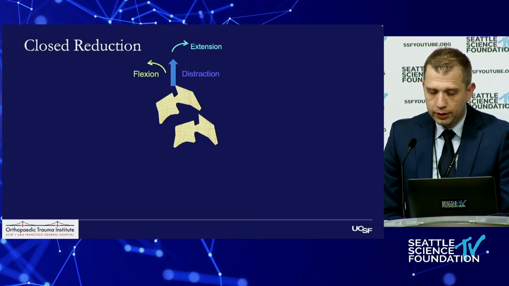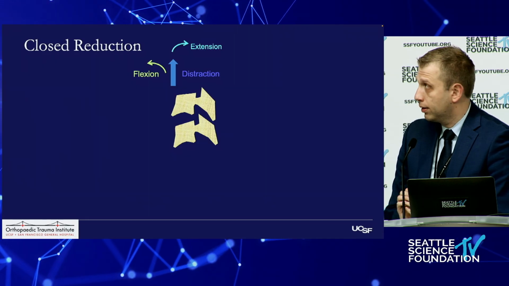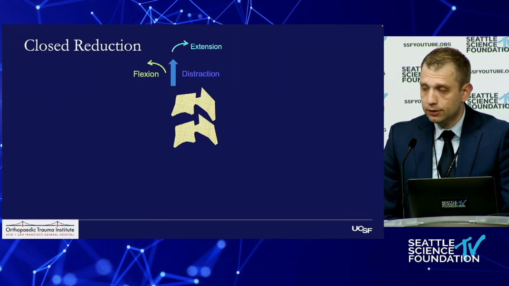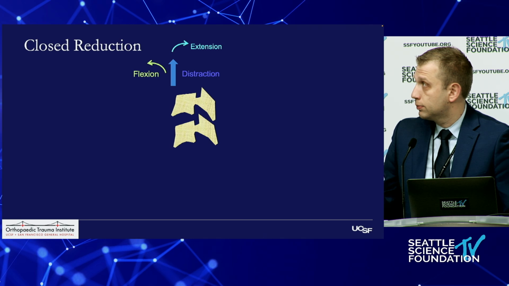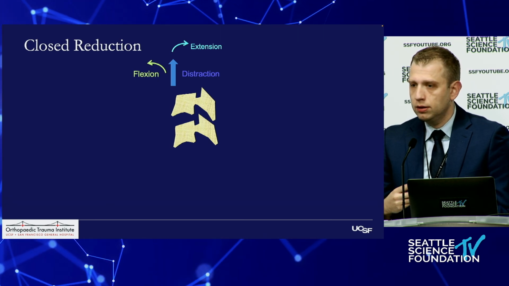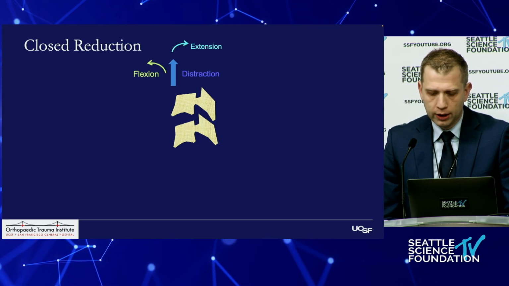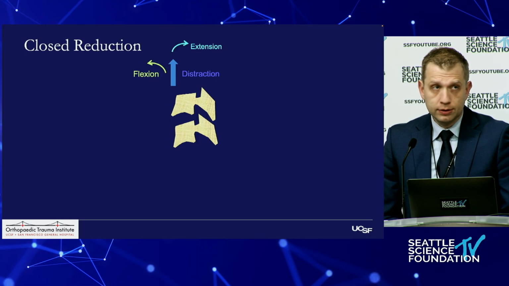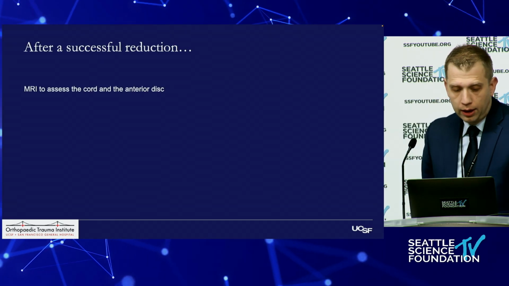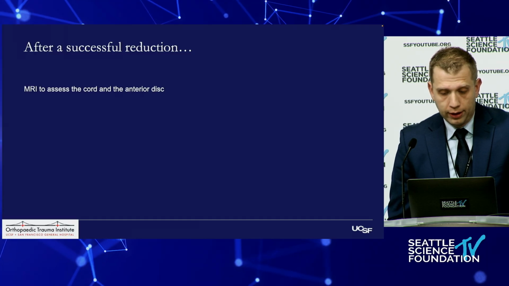And then once you get it out to length, you then extend, put it back in, lock the facets, and now the spine is stable if the facets are intact. If it's a fracture dislocation, I'm a bit more concerned because it could theoretically translate some more. So after a successful reduction, I go ahead and get an MRI to assess the cord for an anterior disc.